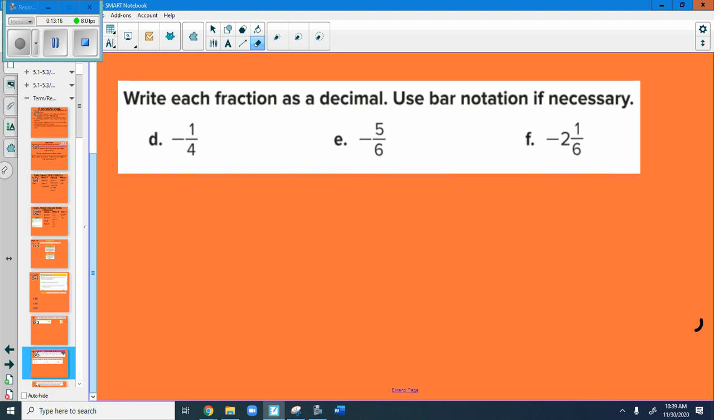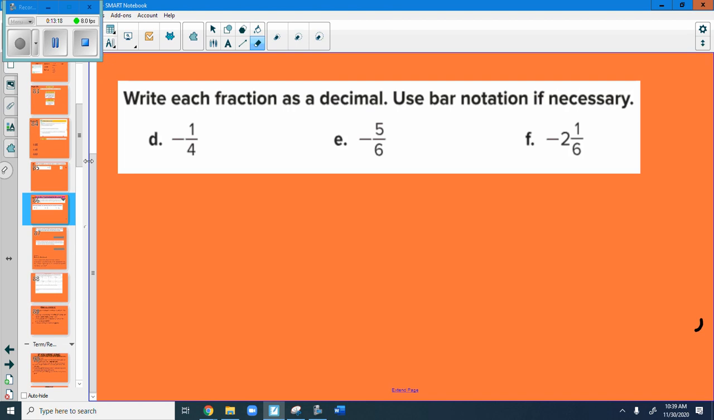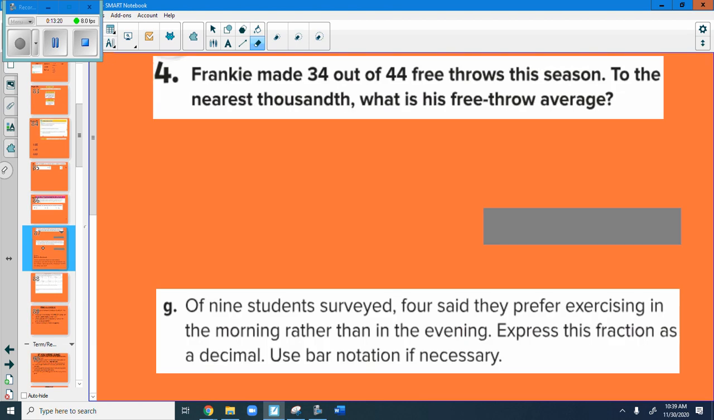Okay? Last slide. Frankie made 34 out of 44 free throws this season. To the nearest thousandth, what is his free throw average? Who can help me out? To the nearest thousandth, what is his free throw average? How could we figure this out?